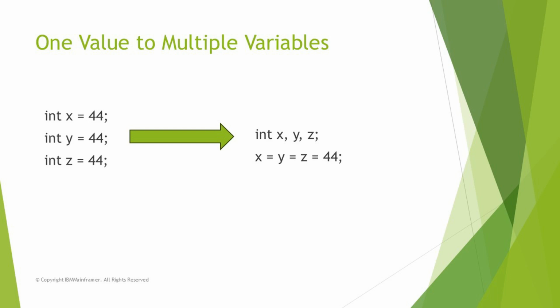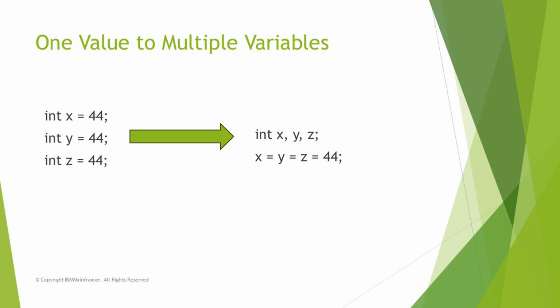Now we will see how to assign the same value to multiple variables. If you want to assign the same value to multiple variables, for example, int x equal to 44, int y equal to 44, int z equal to 44. All these 3 int variables x, y, z have the value 44. Instead of coding it in 3 lines, we can make it simpler and more readable, like this. On the right side I'm mentioning int x comma y comma z.